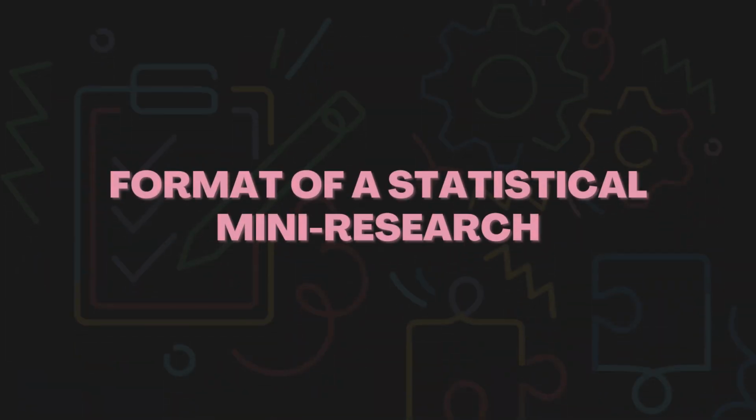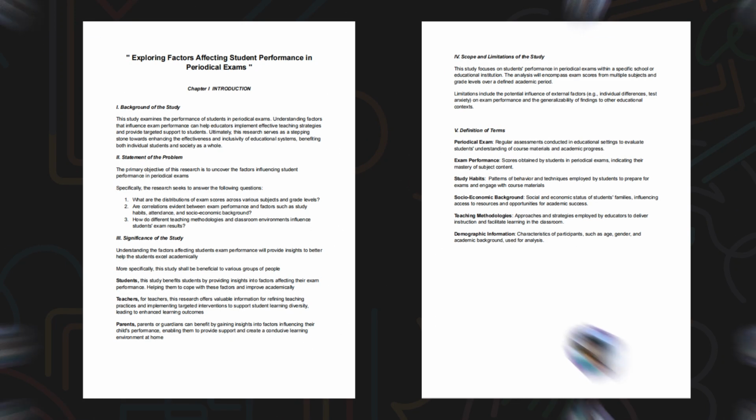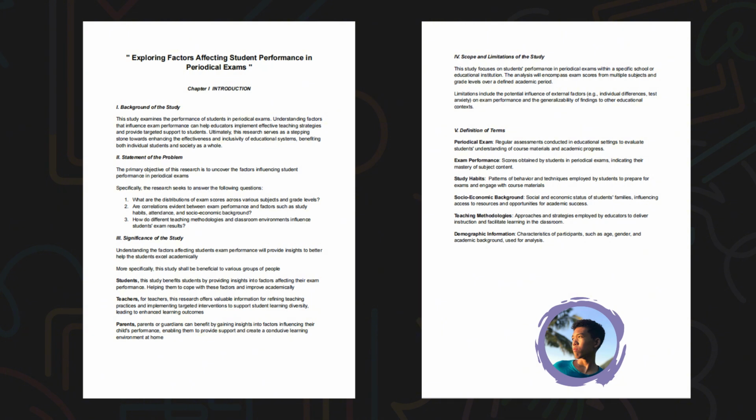And now for the last part of this video, we will be showing you an example of the format of a statistical mini research, how all these parts or components from the rationale or background of the study to the definition of terms will come together. So basically, everything has to go in order. The rationale should come first, the statement of the problem should come second, the significance of the study should be third, scope and limitation should be the fourth, and the definition of terms should be the fifth. So these are the components or parts of a statistical mini research chapter 1.